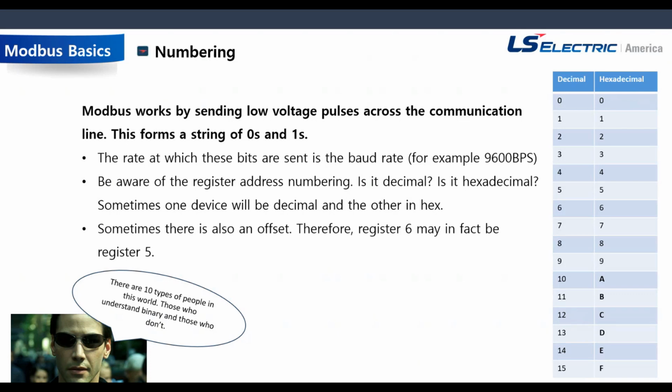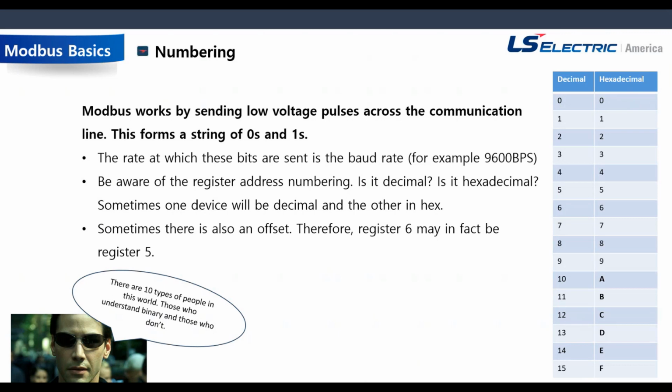Your baud rate needs to match up for every device on the network. Also, be aware of the register addressing. If you're looking at a Modbus map, some devices will be in decimal, some devices will be in hex, so you've got to do some conversions to make sure you're all on the same page. We'll mention later that for LS devices, we list everything in hexadecimal. Also, this is maybe the biggest trick: there's oftentimes an offset, so things are decremented by 1. If you want to look at register 6, sometimes you'll find there's a decremented offset, so you actually need to do a read or a write on register 5.